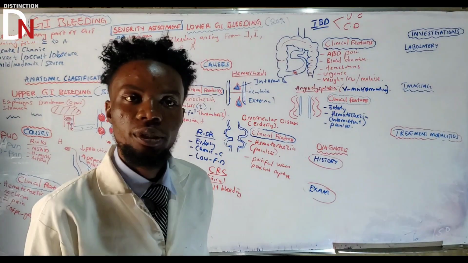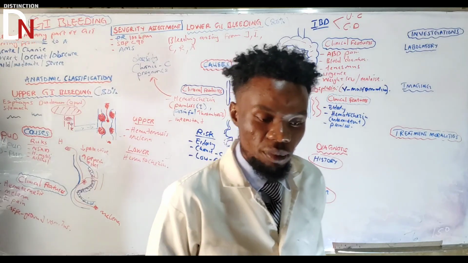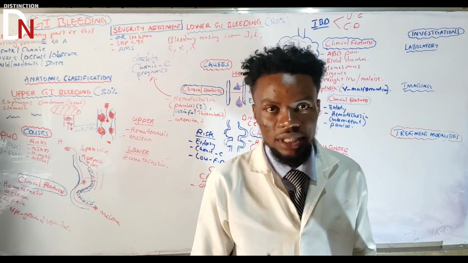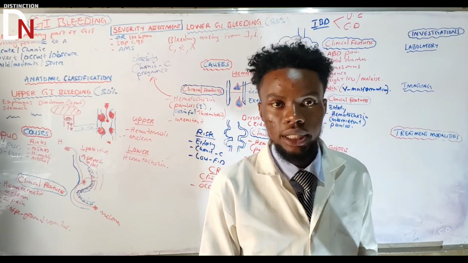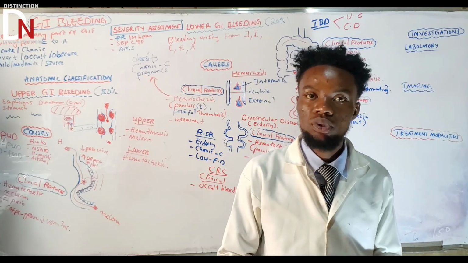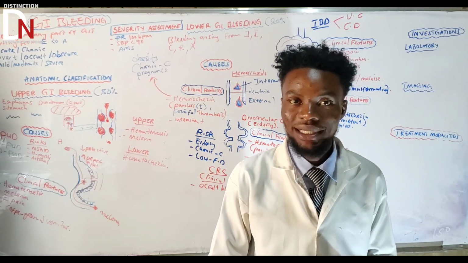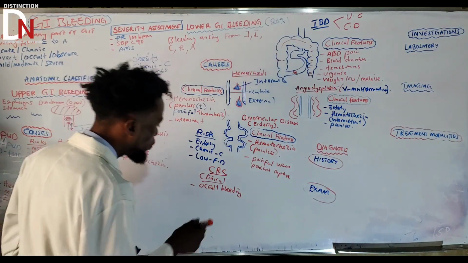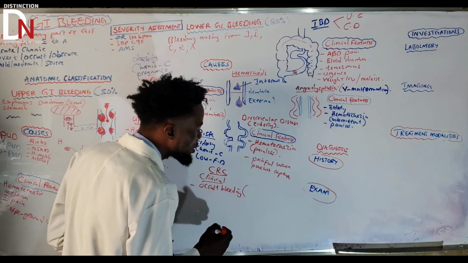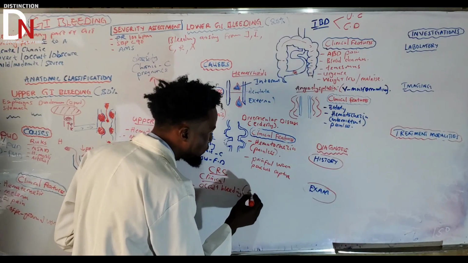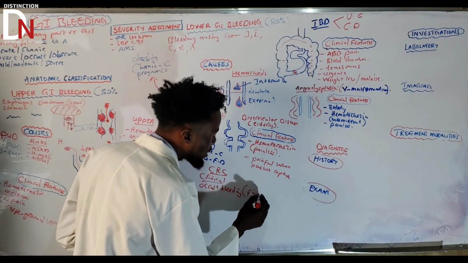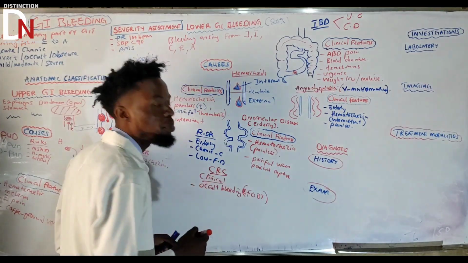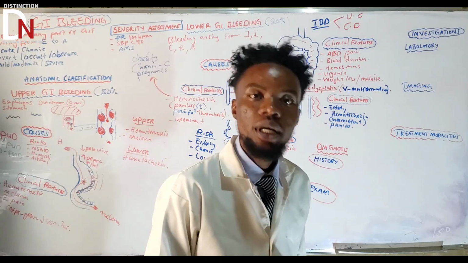Now, what is this occult bleeding? Remember that occult bleeding is a type of bleeding where you can't see the bleeding, it is hidden. You can't see it with your naked eyes, unless they use a certain test which we call the fecal occult blood test. Occult bleeding can only be detected by this blood test, and it's going to be positive.